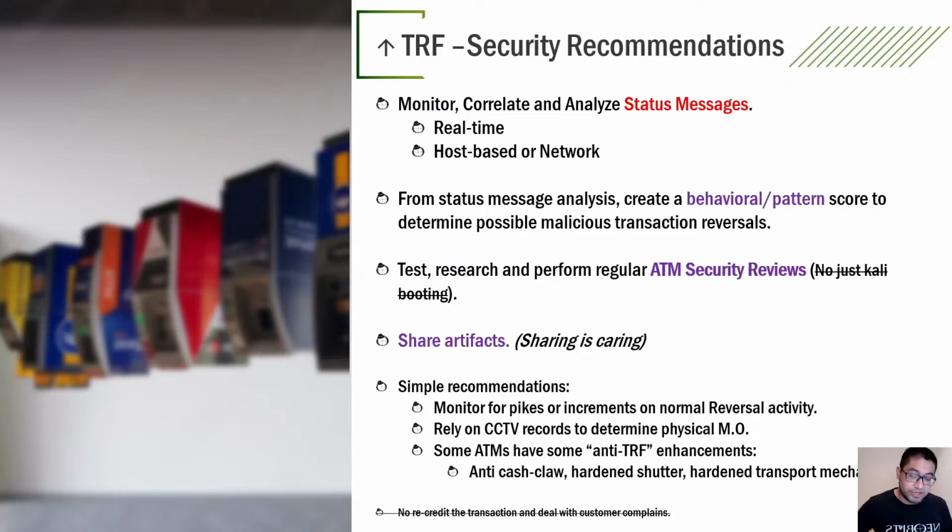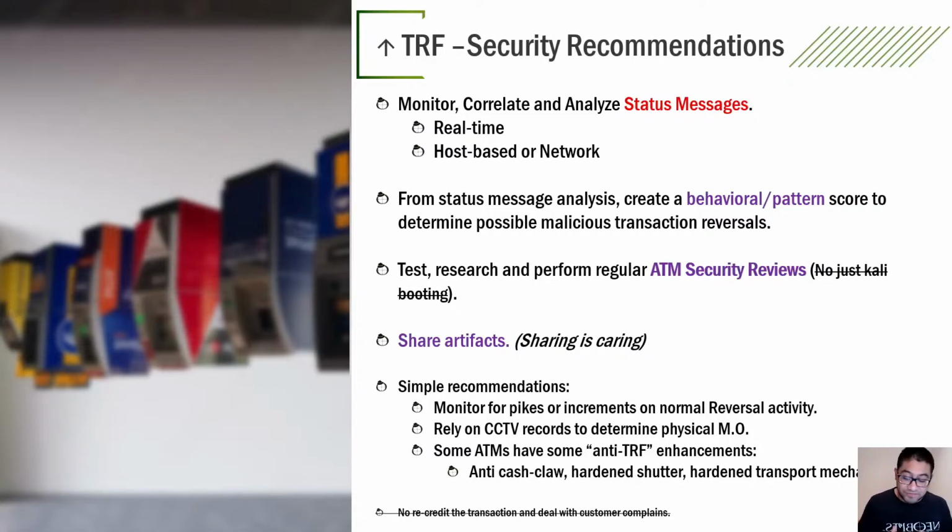And also I have heard that some ATMs have some anti-transaction reversal fraud enhancements. So for example, they have some anti-cash trap device, so they will not be able to do that attack. And they have hardened the shutter, they have hardened the transport mechanism. The truth is that I don't know. I haven't seen this in the wild.